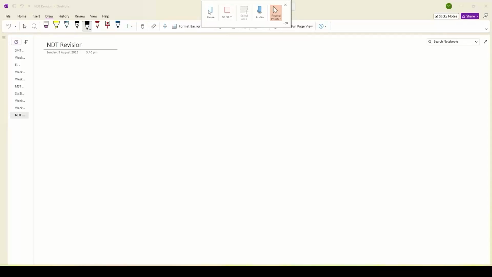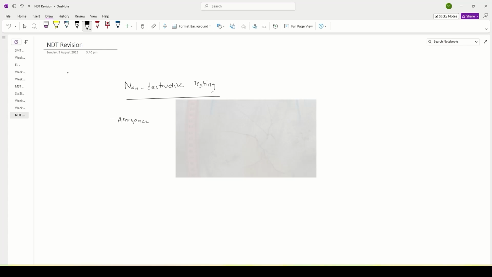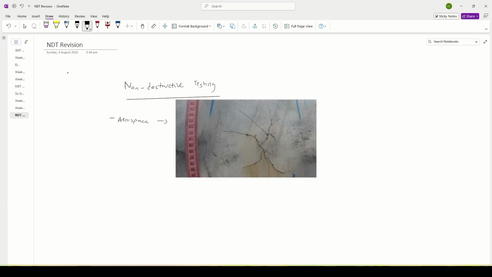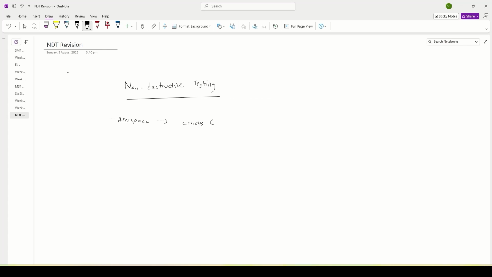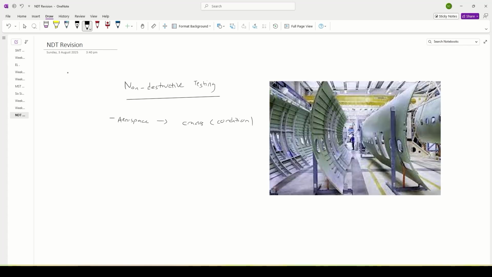Hi everyone, today we'll be learning about NDT, which is non-destructive testing. And there are a wide variety of methods that we use in NDT. Most applications include, for example, aerospace, detecting cracks, which tells the condition of the aircraft, and also, for example, structures.